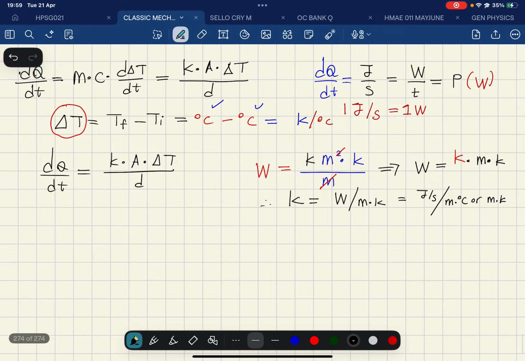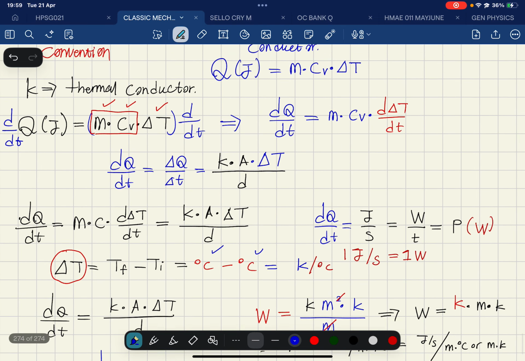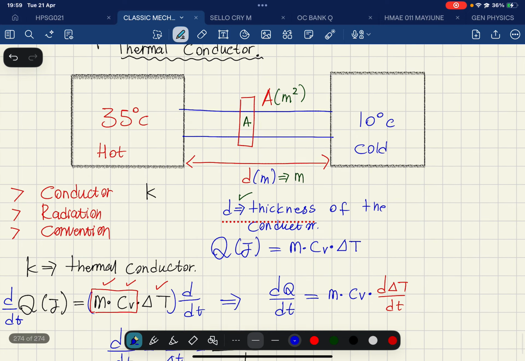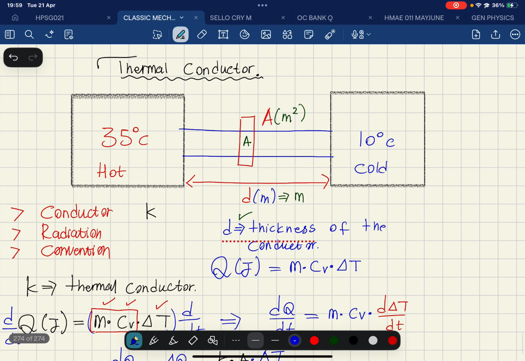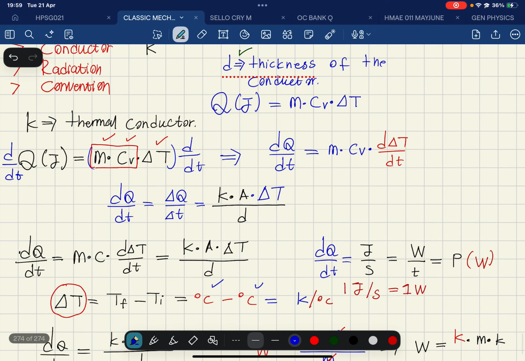And again, we have what we call R values. The R value is equal to the thickness of the conductor divided by the thermal conductivity K. We call them R values. It is the R value. So this is the introduction of this chapter on thermal conduction, heat transfer. So we're going to do questions after.